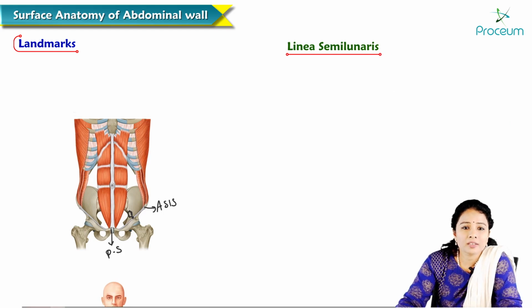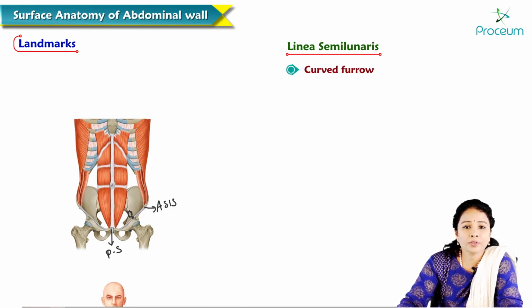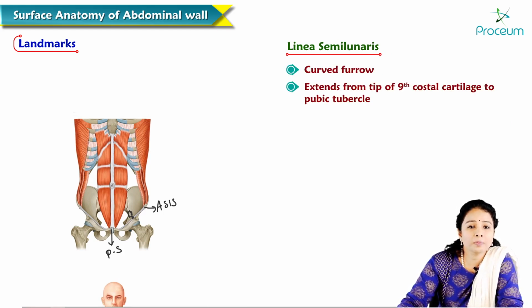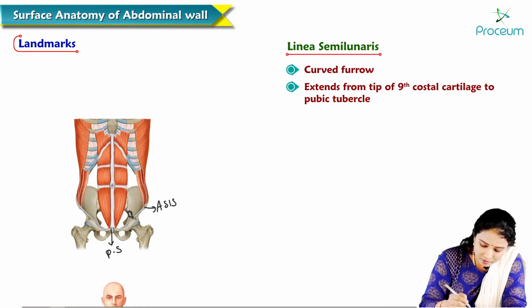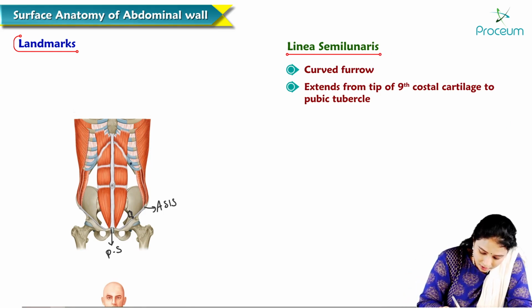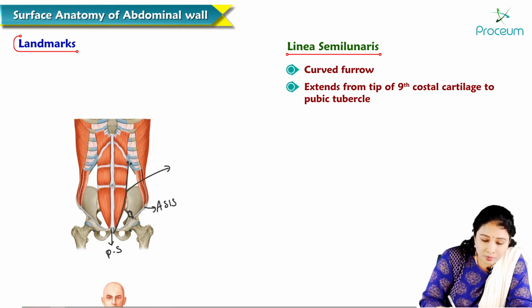Linea semilunaris, it is a curved furrow which extends from the tip of the 9th costal cartilage to the pubic tubercle. So here is the 9th costal cartilage. So from here till the pubic tubercle along the lateral border of the rectus abdominis. So this one is linea semilunaris.